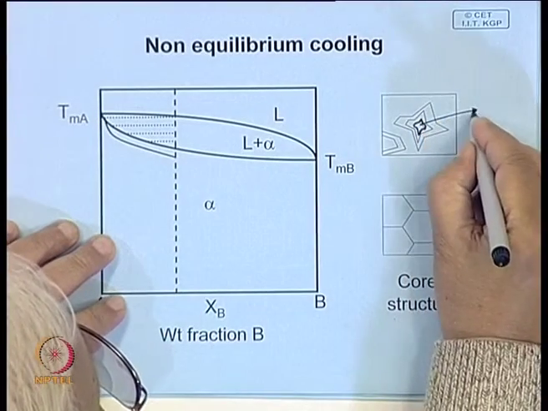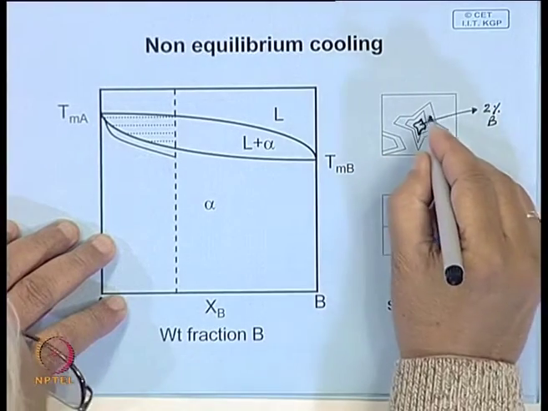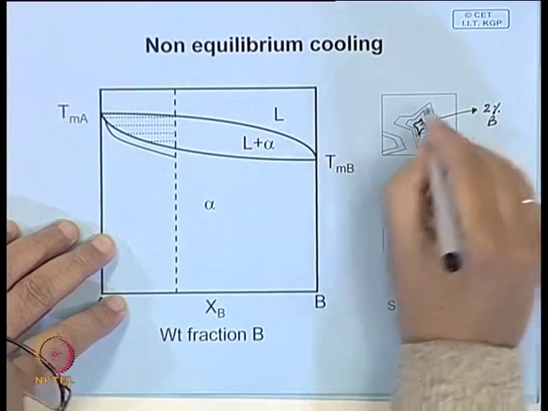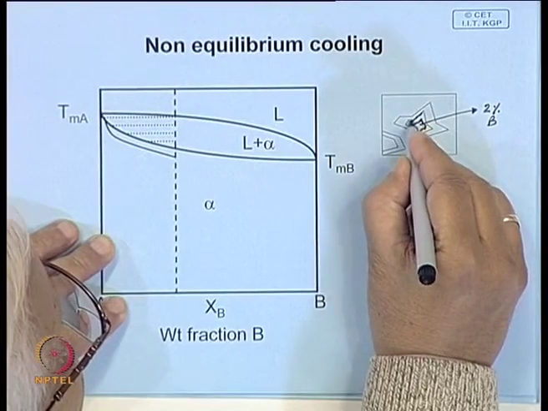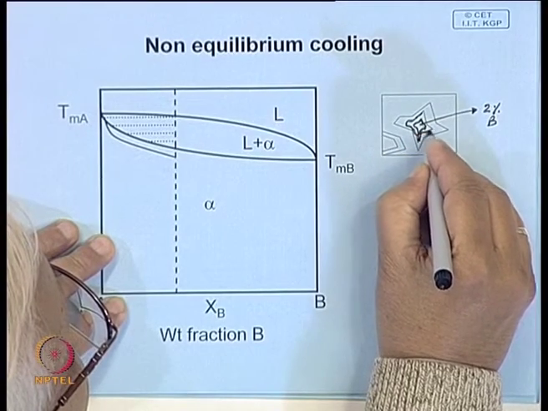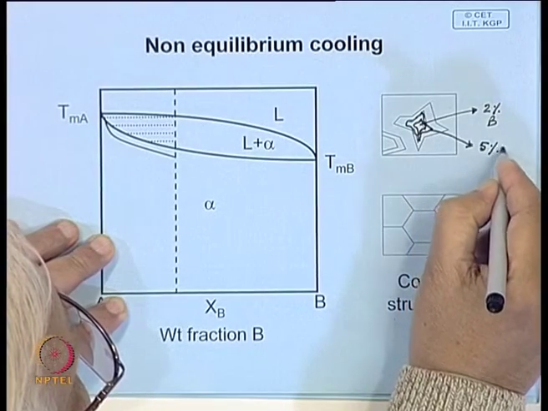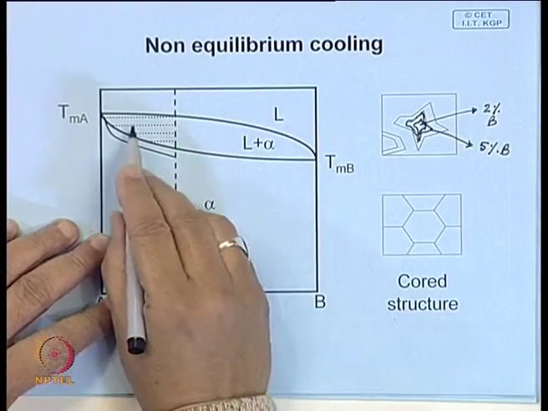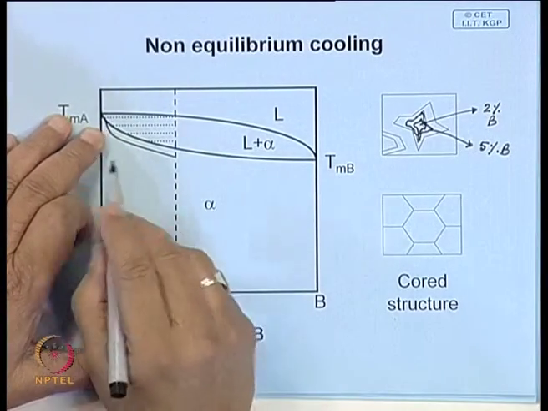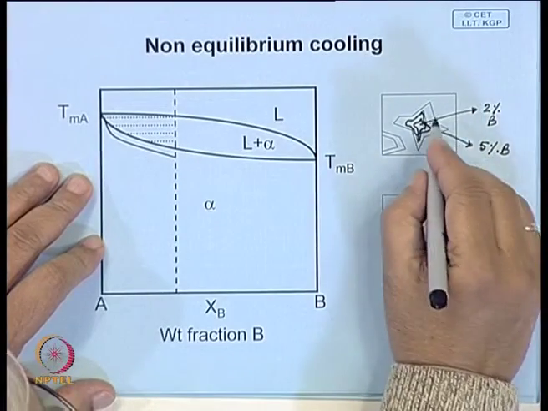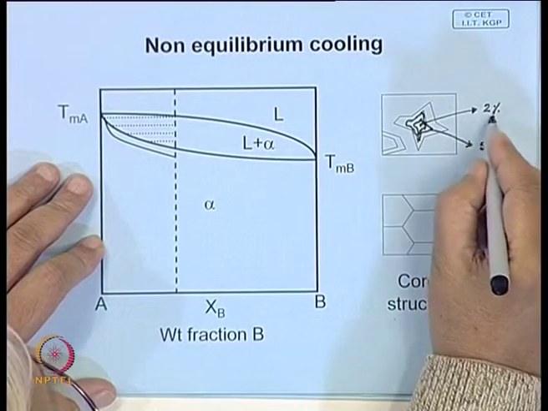Suppose this has 2% B. Now, the next solid that precipitates out surrounding it, let us say, is 5% B. Now, if we make an assumption that diffusivity in solid is extremely small, then this composition will take a very long time to change.